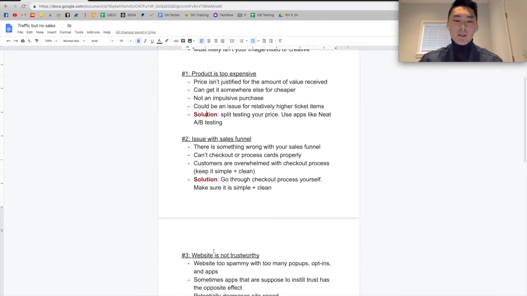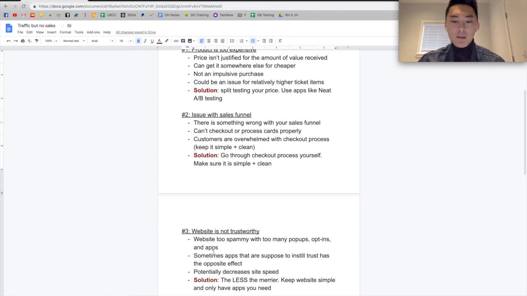The third possibility is your website is not trustworthy enough. This means that a website could be too spammy with too many pop-ups, opt-ins, or applications. And sometimes applications are supposed to instill trust, but they can have the opposite effect. If you have an excess amount of apps, like reviews or countdown timers or opt-in emails, it could actually produce the opposite effect, even though it's supposed to instill trust in your customer. So try to make sure that you don't have too many pop-ups or opt-ins, and this could also potentially decrease your site speed as well.